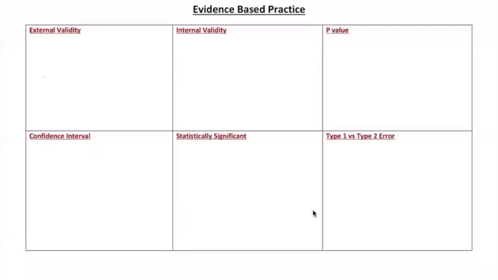In the last few videos, we learned about external validity, internal validity, and p-value. If you missed those videos, you should go ahead and watch those first. In this video, we're going to learn how to interpret a confidence interval. And in order to do this, I wanted to use an example.